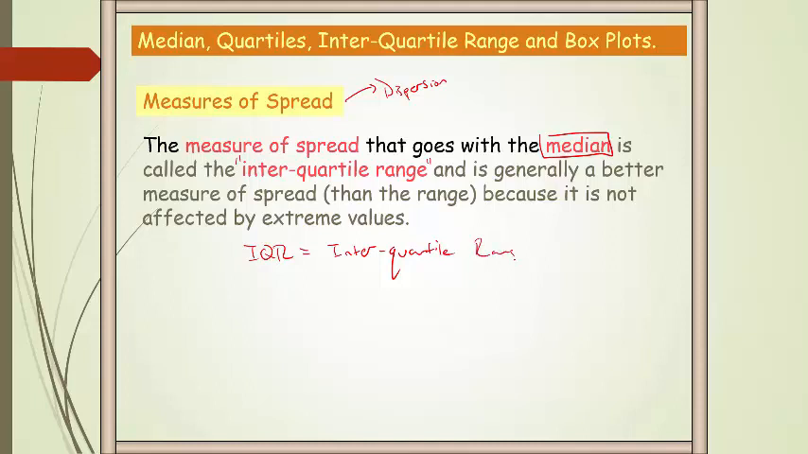This is generally a better measure of spread than the range. I remember in the previous lecture, the range wasn't really good because it was affected by outliers. This interquartile range is great because it's not affected by extreme values. So we're going to introduce these calculations called quartiles, and then relate quartiles to the interquartile range. First, let's start with what a quartile is.